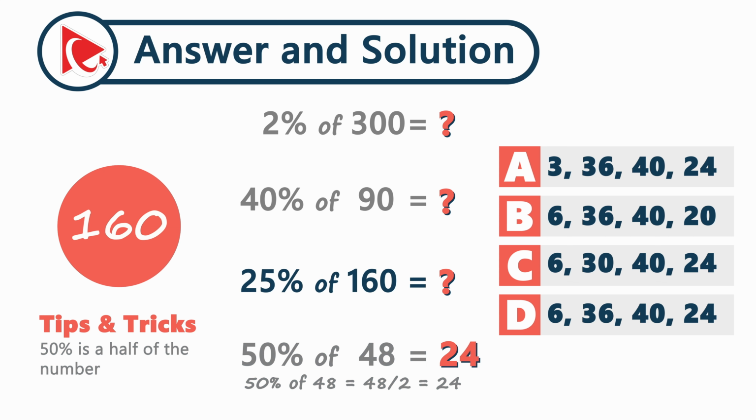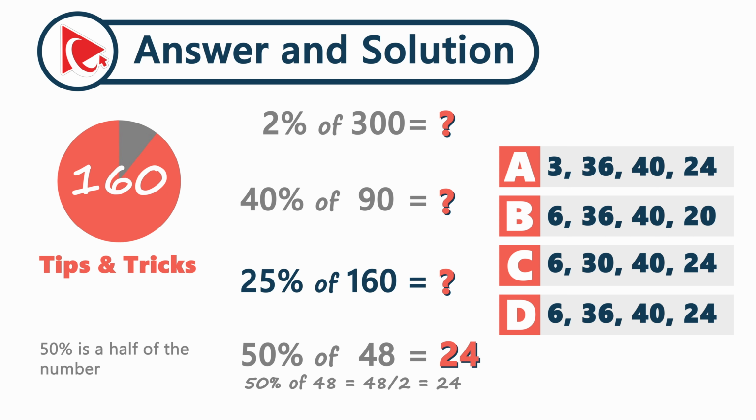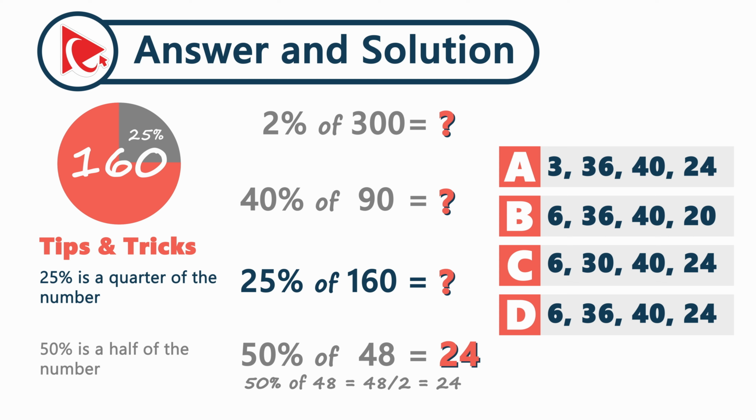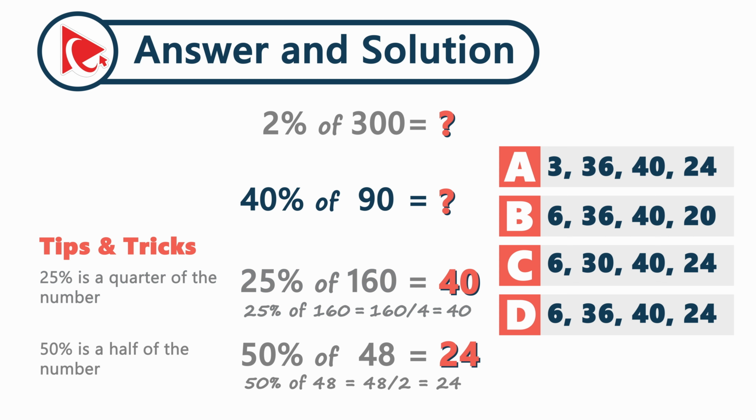The second simplest one is 25% of 160. Always remember that 25% is nothing else than the quarter of a number. And what is quarter of 160? It's as simple as 160 divided by 4. And the result is 40. Let's move on to the next one.